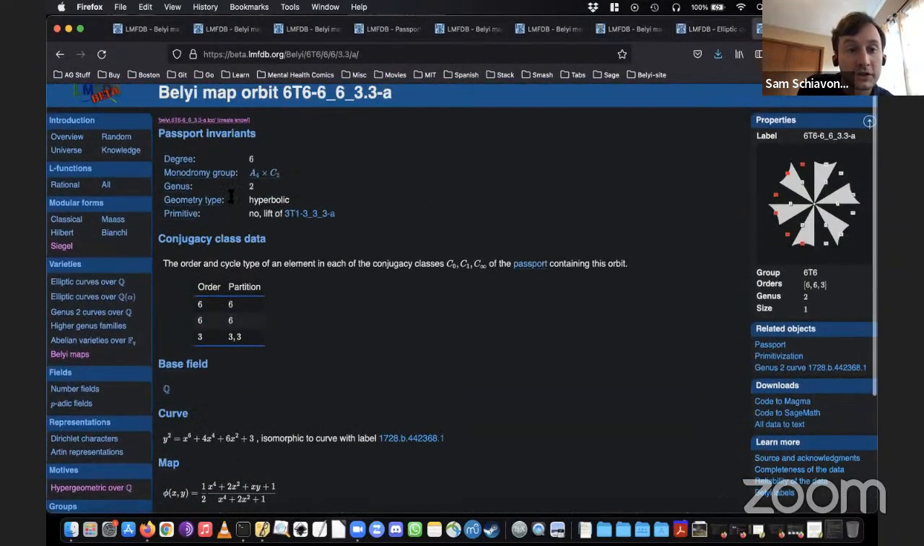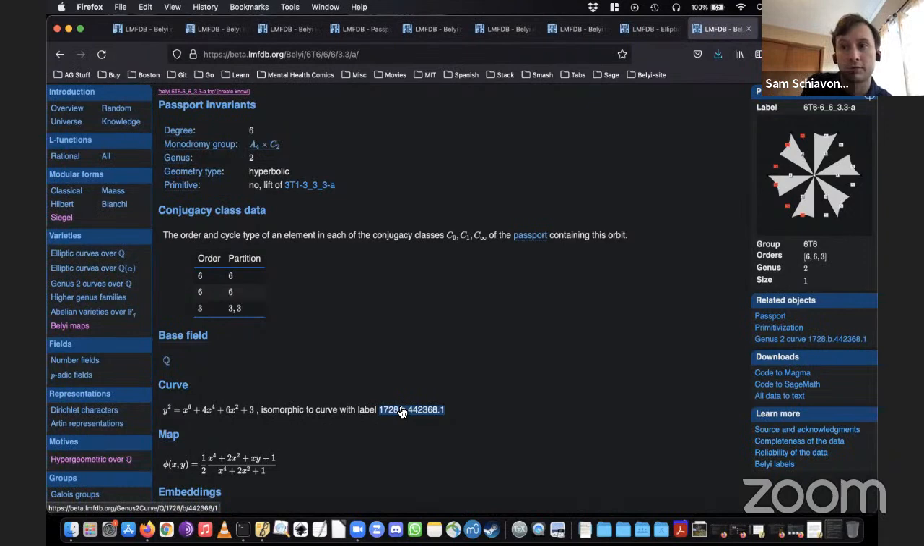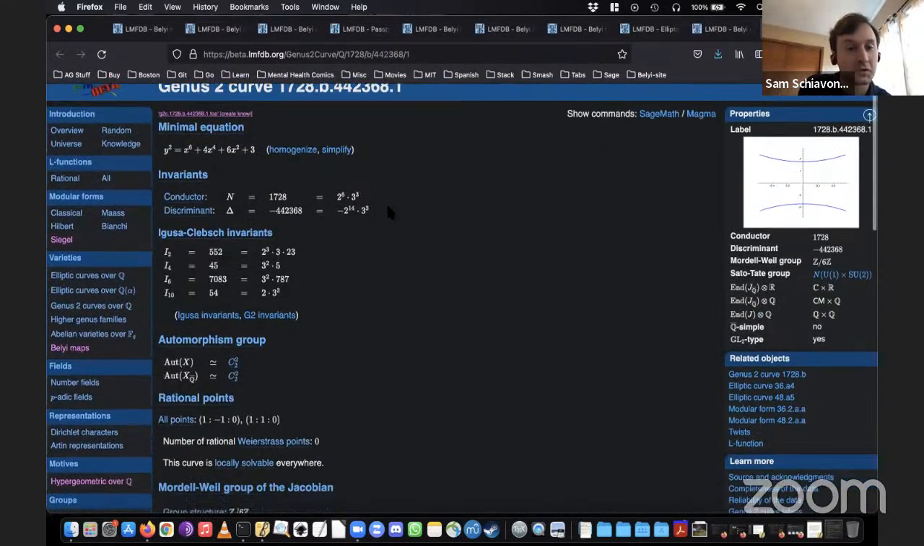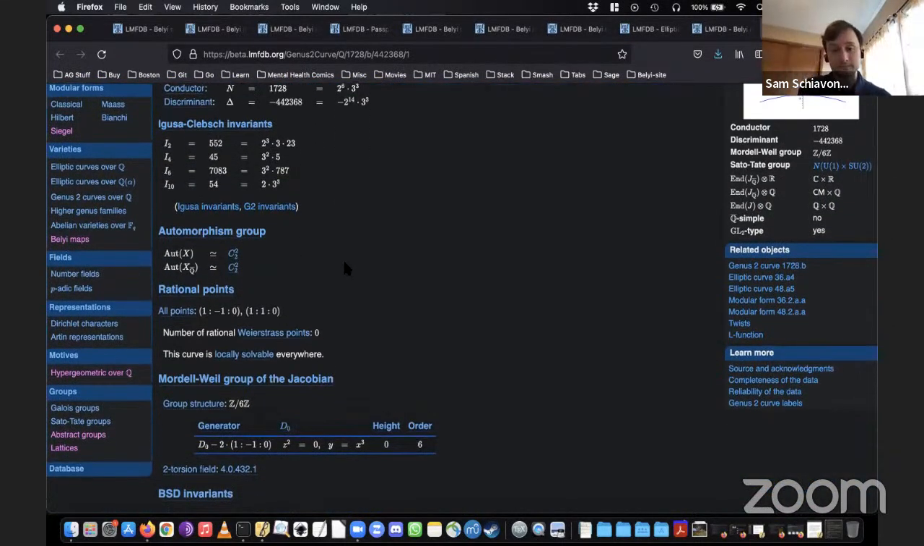And finally, here's a genus 2 map of degree 6, and here's the link to the corresponding page in the genus 2 curve database on the LMFDB. So you can look up the conductor, the Igusa-Clebsch invariants, and all things like that.